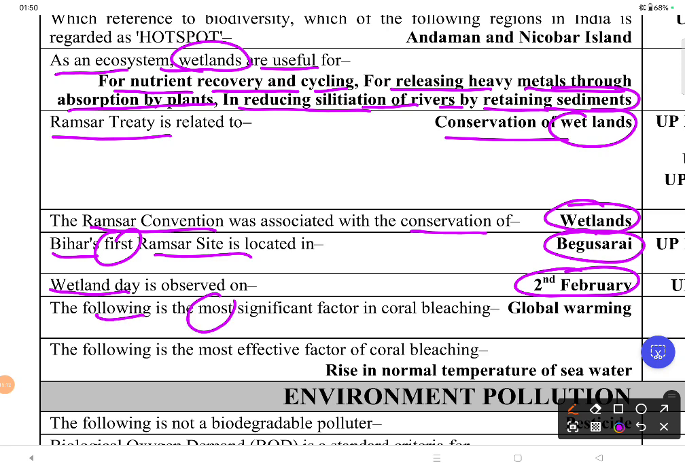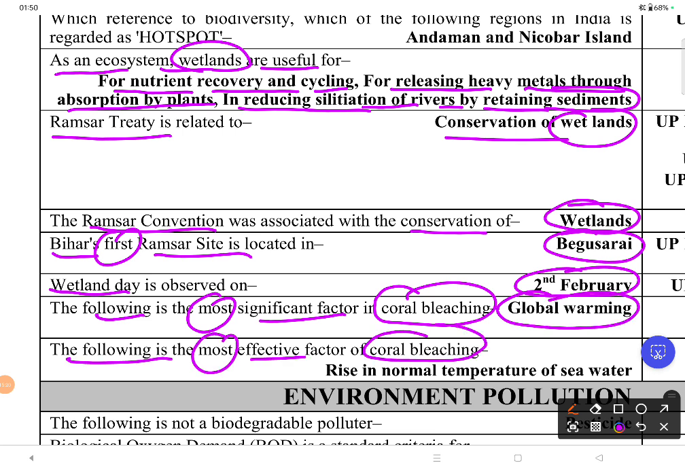The most significant factor in coral bleaching is global warming. The most effective factor of coral bleaching is rise in normal temperature of seawater. Move on to the next chapter, that is environment pollution.